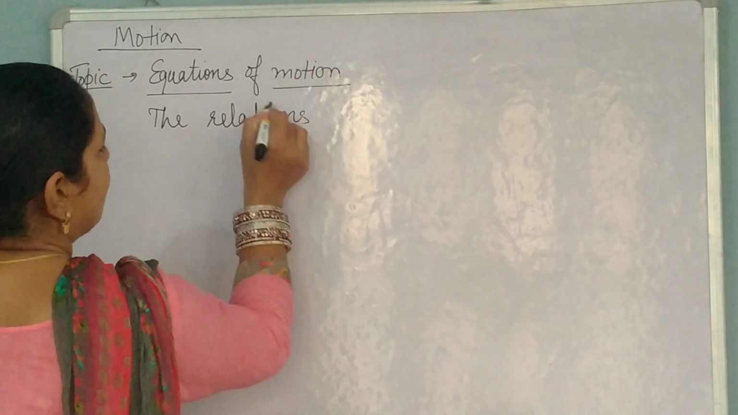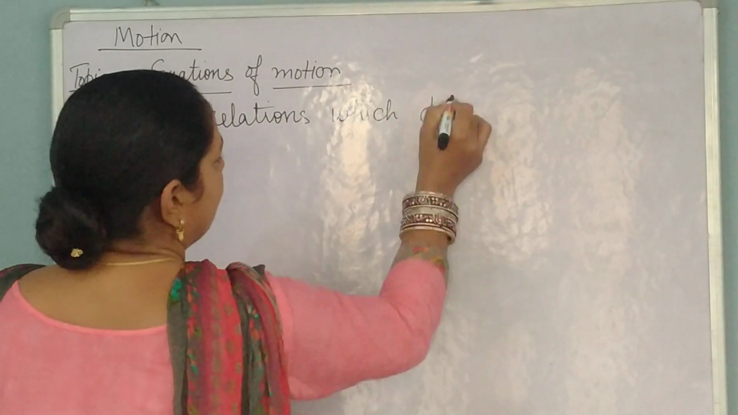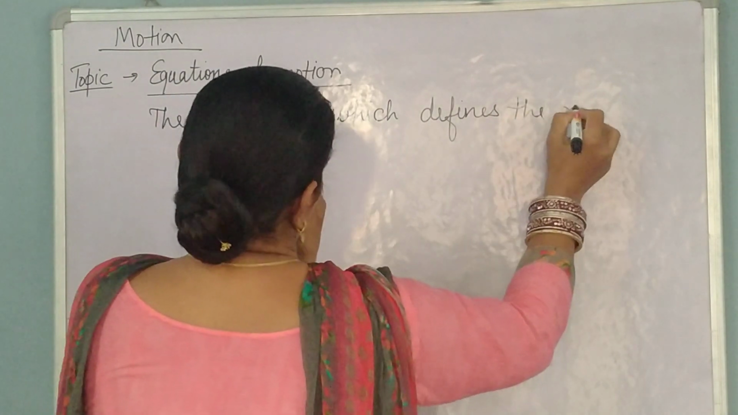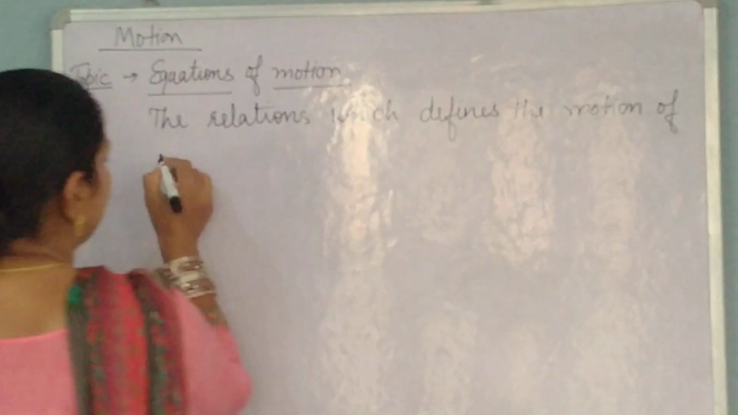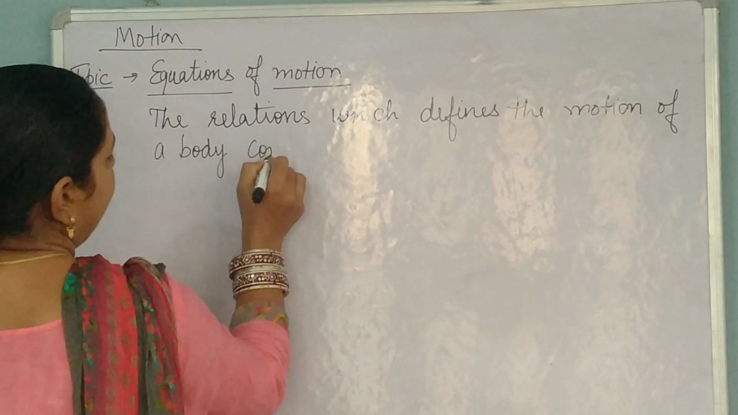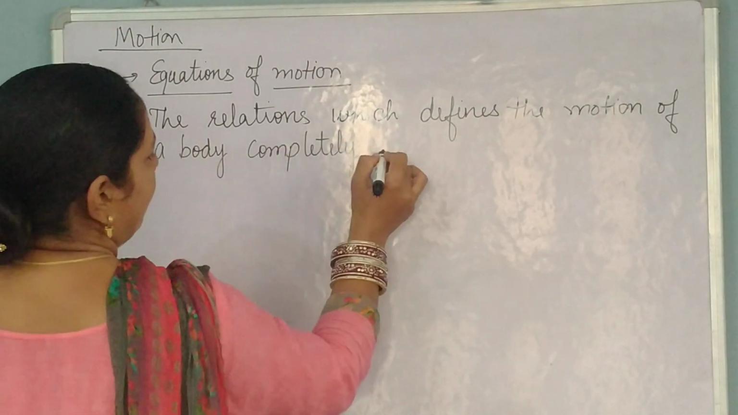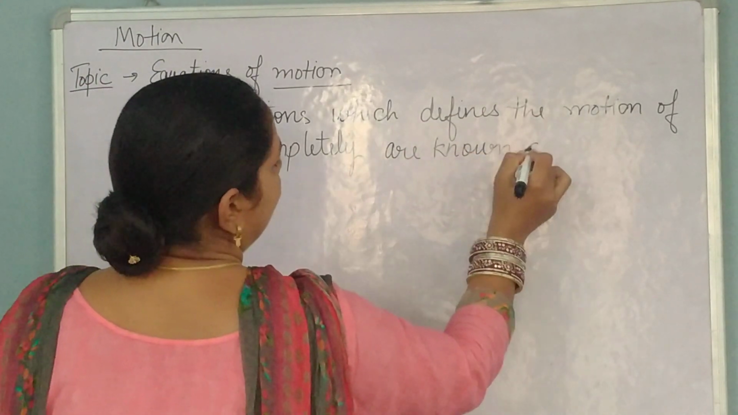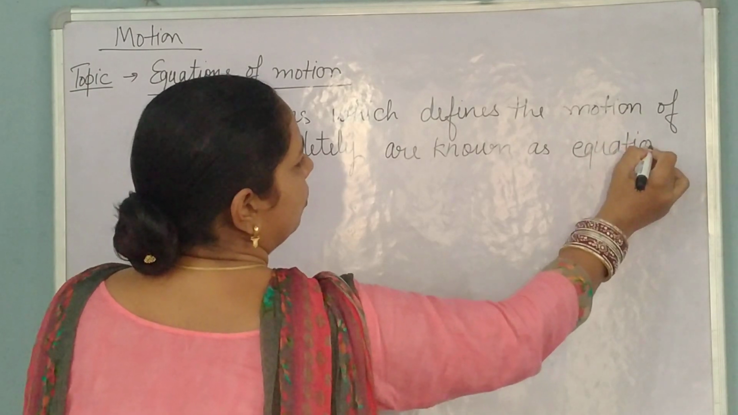The relations which define the motion of a body completely are known as equations of motion.